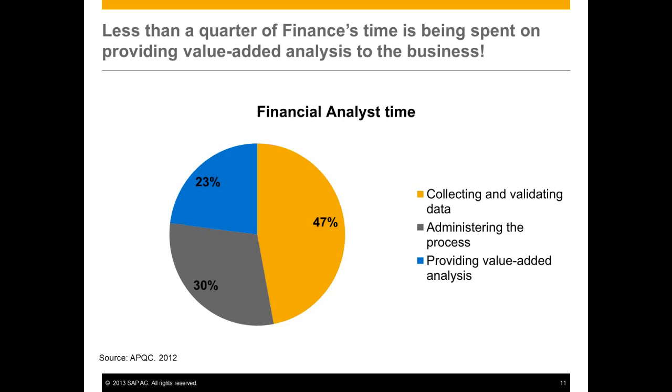About 30% is spent around administering the process, so getting everyone up to speed on what steps need to be accomplished in order to wrap up the process. And then finally, about 23% is what's actually being contributed to providing value-added services. The goal here is to shift this dramatically so that more than half the time is focused on the value-added services in a very short period of time.